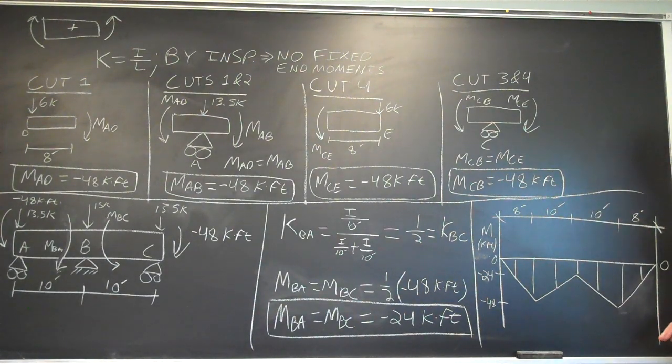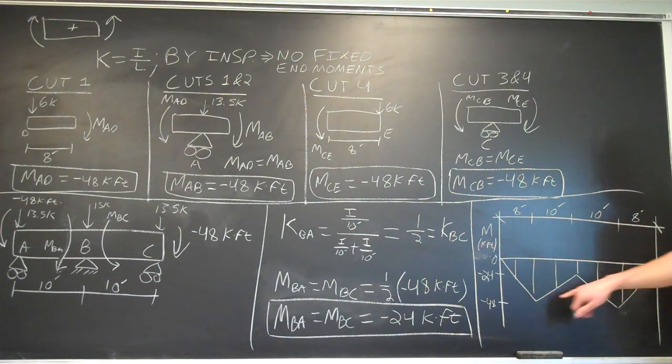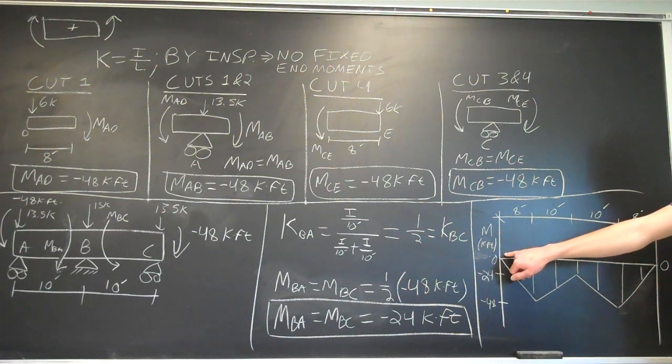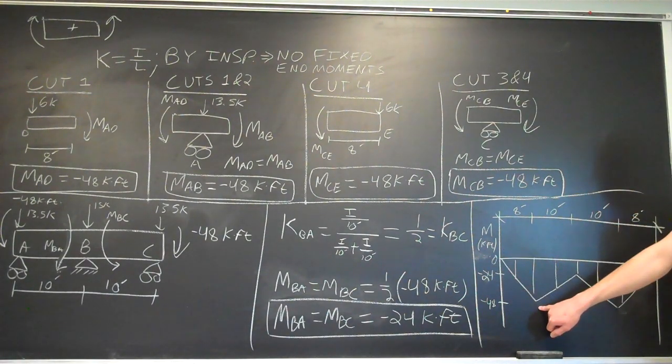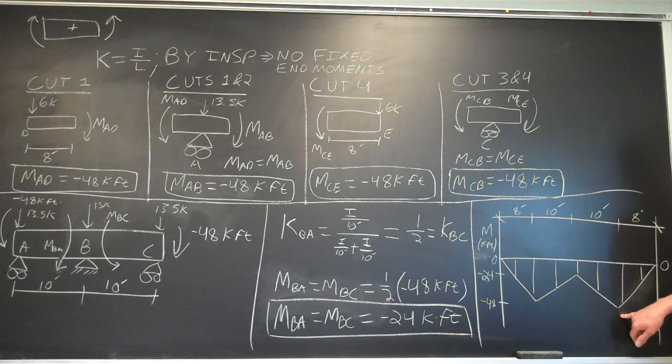Now coming over to our moment diagram, since we used a positive sign convention, we can just take the value of the moments as we determine them. And then going along between the 8, 10, 10, and 8 foot spans, we'll go from 0 kip feet at the end cantilever down to negative 48 at the first support, up to negative 24 at support B, back down to negative 48, and then back up to 0 at your end cantilever.